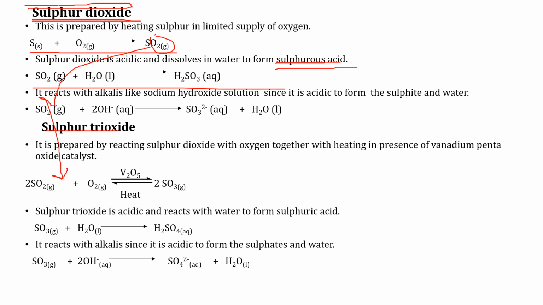So we are saying that if you react sulfur dioxide gas with alkalis, especially sodium hydroxide, it's going to react. The reason why it's reacting is because sulfur dioxide is an acidic gas. So being an acidic gas, it reacts with alkalis to form sodium sulfite, or a sulfite ion and water. I hope this is very simple to understand.